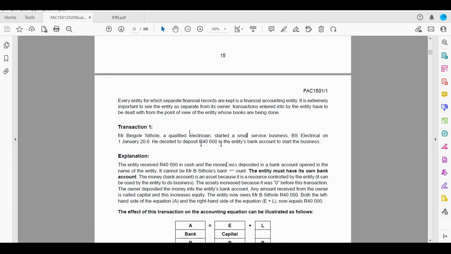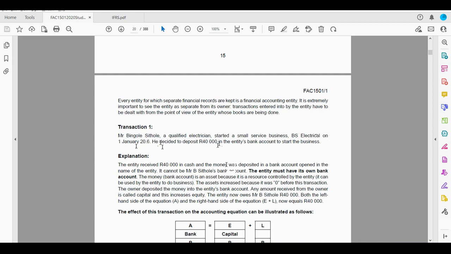A qualified electrician starts a service business on 1 January 2006. Right on the first, we're busy with cricket and now also busy starting a business. Sorry guys, I'm going to mix Zulu and English. I hope you don't mind. Let me know if you only want me to stick to English, but I will mix. So he decided to start a business on the 1st of January 2006.